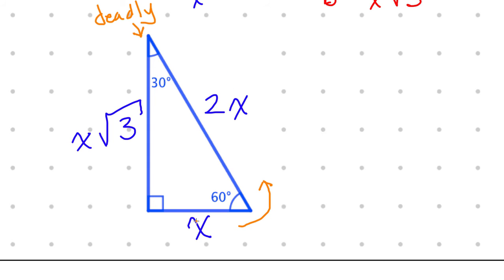What operation do I have to do to x to get to 2x? Multiply by 2. Does everyone see? If I multiply x by 2, I get 2x.